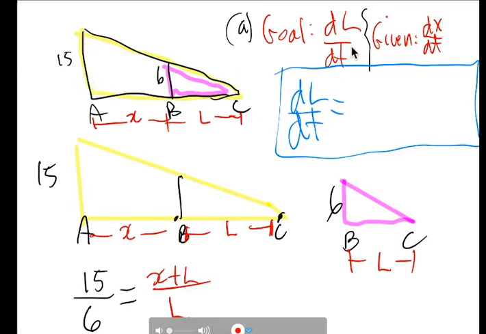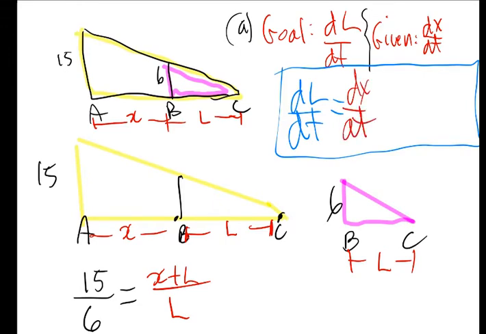So our goal is dL by dt. How quickly is that shadow from B to C lengthening? What was given in the question was dx by dt. How quickly is the skateboarder changing position? And we were told it was 3 feet per second. So our goal is dL by dt. What we typically do with this is start by writing down the given rate. So the given rate is dx by dt.